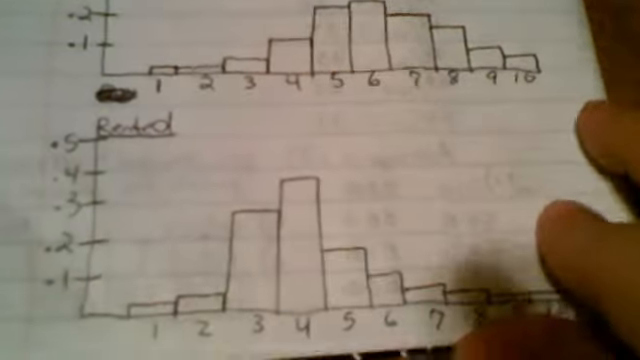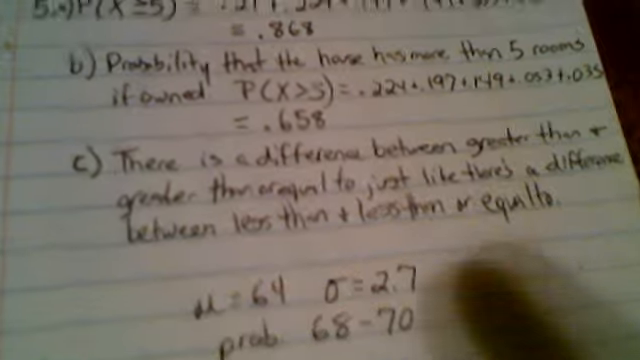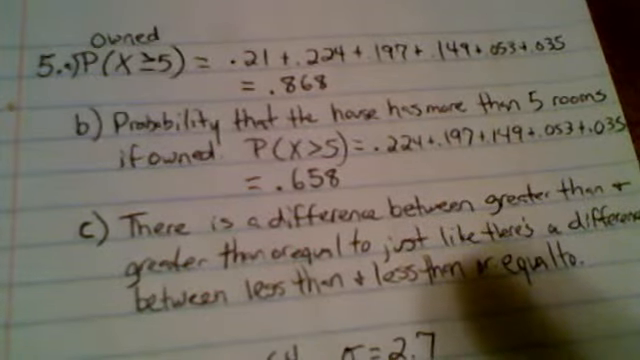If you look at owned houses, they center around 5, 6, and 7. If you look at rented houses, they center around 3, 4, and 5. Now what does that tell us? Well, it tells us that owned houses are centered around 5 to 7 rooms and rented houses are around 3 to 5 rooms. So rented homes have fewer rooms on average, which makes sense because owned houses would tend to have more rooms because you actually own them, so they're probably bigger. Rented houses are probably a little smaller.